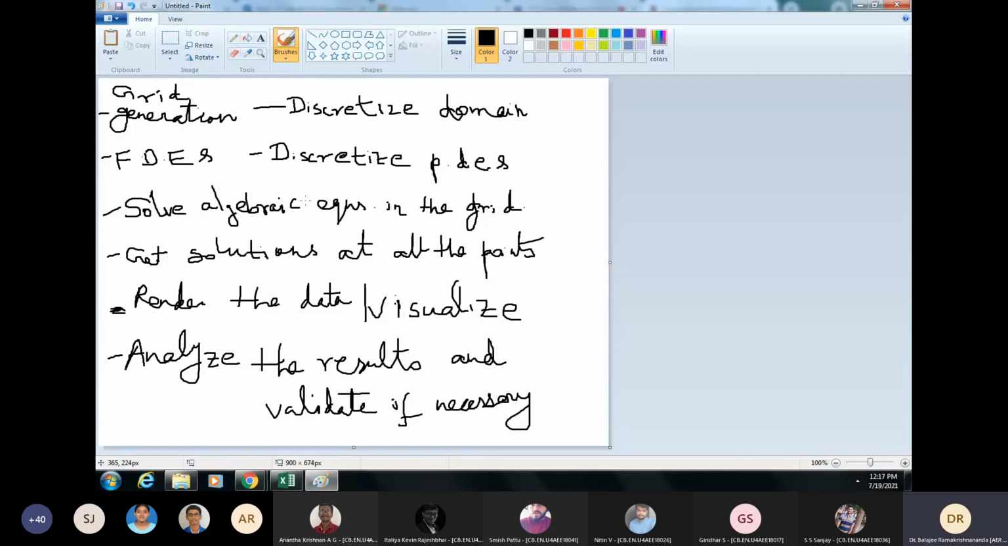Unfortunately, you need to solve for the far away points also to get the value here. So you cannot do away with that, but put fewer points there. Even if you move a little bit here and there, the property is not going to change so much far away. So grid generation is discretizing the domain.